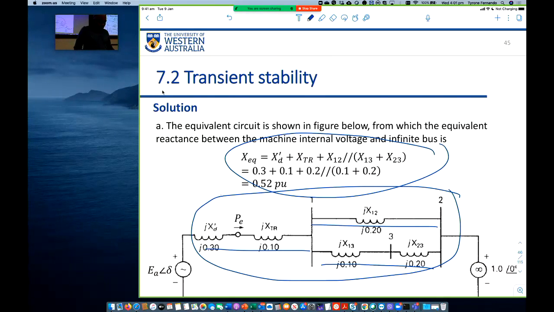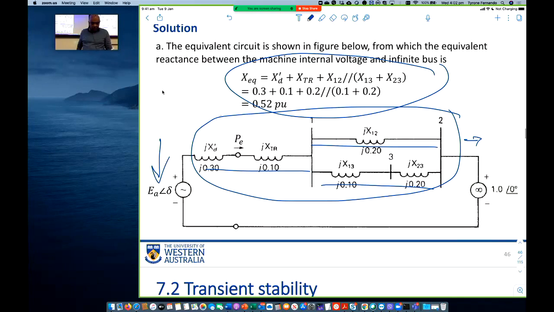And you know the current that is flowing. We have determined the current because you know the power and you know the voltage, so you can calculate the magnitude of the current. You know the power factor is lagging, so you know the angle of the current is a negative value. So you know the current, you know this reactance, and you know the voltage on the right hand side, therefore you can figure out this. Because EA must equal the voltage drop across the reactance plus 1 angle 0. So EA angle delta can be determined.